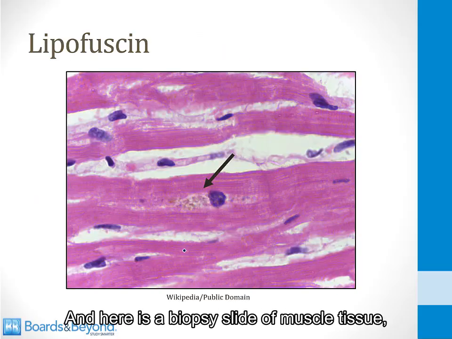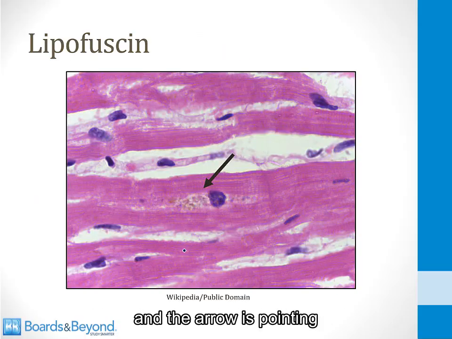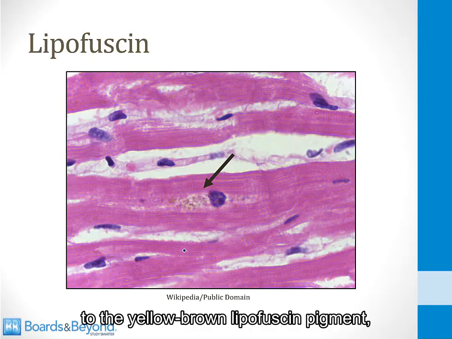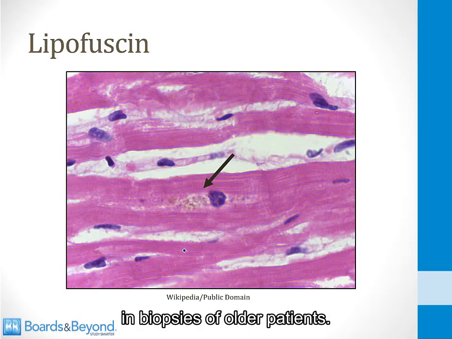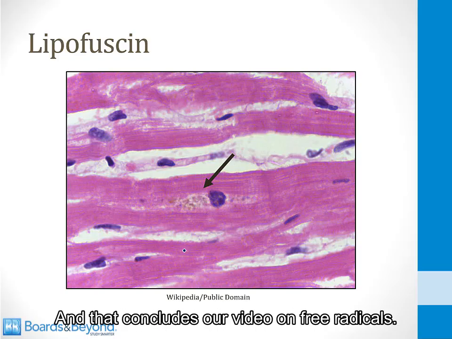And here's a biopsy slide of muscle tissue and the arrows pointing to the yellow-brown lipofuscin pigment, a common finding when you examine tissue in biopsies of older patients. And that concludes our video on free radicals.